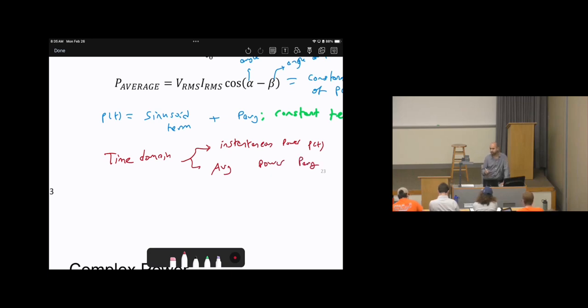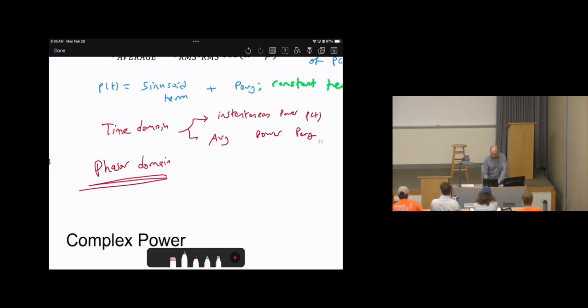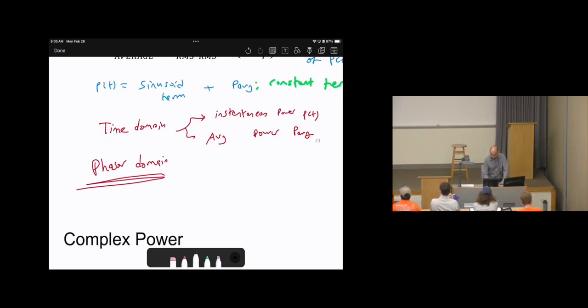And let's recall the AC circuit in chapter 5. We did the phasor domain, right? So how does the power look in phasor domain? Our concern is the phasor domain. How does the power look? Okay. In phasor domain, most likely we will use something called complex power.